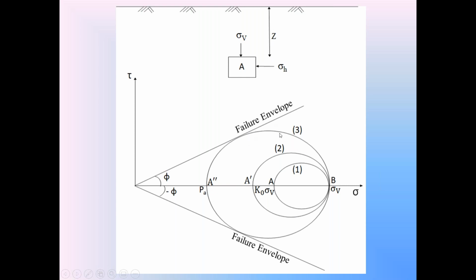When the Mohr stress circle touches the failure envelope, the backfill in the active condition is on the edge of failure. Look at the diagram, that is the third Mohr stress circle. In the full active condition, the third Mohr stress circle touches the failure envelope. So the backfill in the active condition is on the edge of failure. Then the horizontal stress in this soil element at point A double dash is when the Mohr stress circle touches the failure envelope.